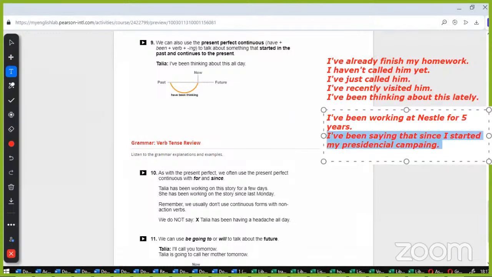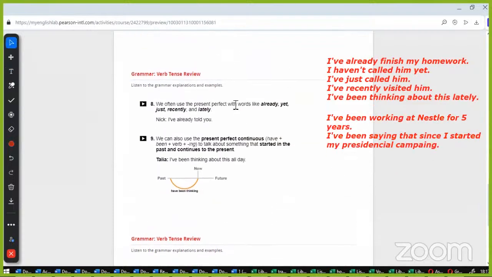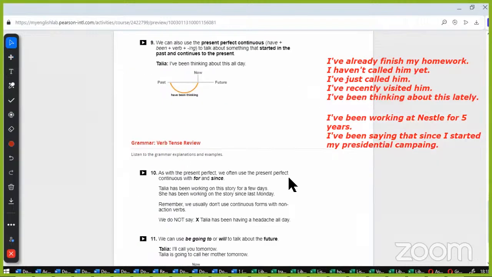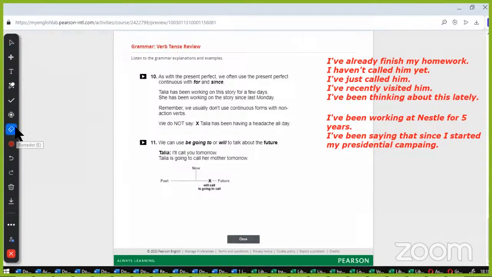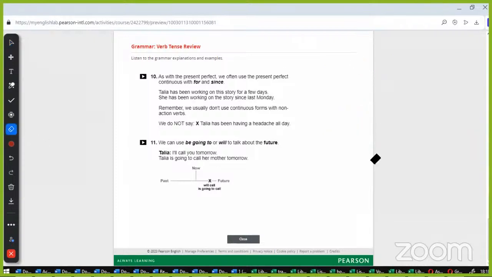Okay, is there any question? No, as we already saw all of the instances in the past classes, I think I understood everything. Okay, great. So finally, we can use the present perfect continuous with for and since, like here, she's been working on the story for a few days or since last Monday. Okay. We don't use continuous form with non-action verbs. That's something that never happens.